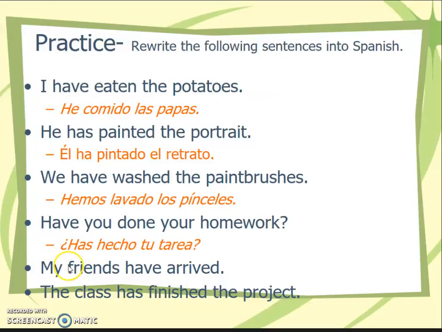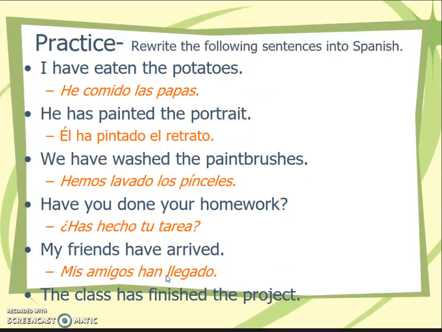My friends have arrived. So mis amigos, that's plural, doesn't include yo. So it's not hemos, it's han. So again, with han, I need to mention my subject. So I'm going to start with mis amigos, and then han for the conjugation of haber, and then llegar is to arrive, so llegado. Mis amigos han llegado.